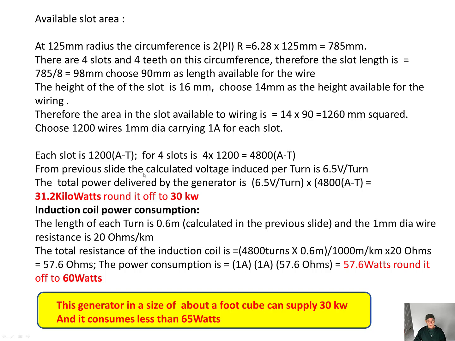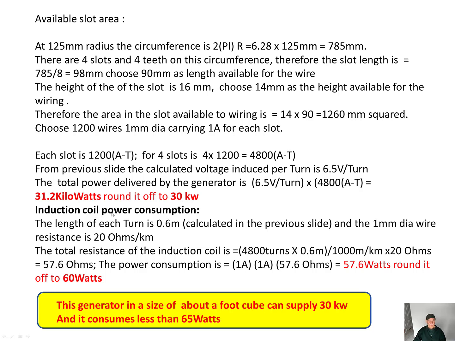From the previous slide, the calculated voltage induced per turn is 6.5 volts per turn. The total power delivered by the generator is 6.5 volts per turn times 4800 ampere turns. It comes up to 31.2 kilowatts, which we round off to 30 kilowatts.